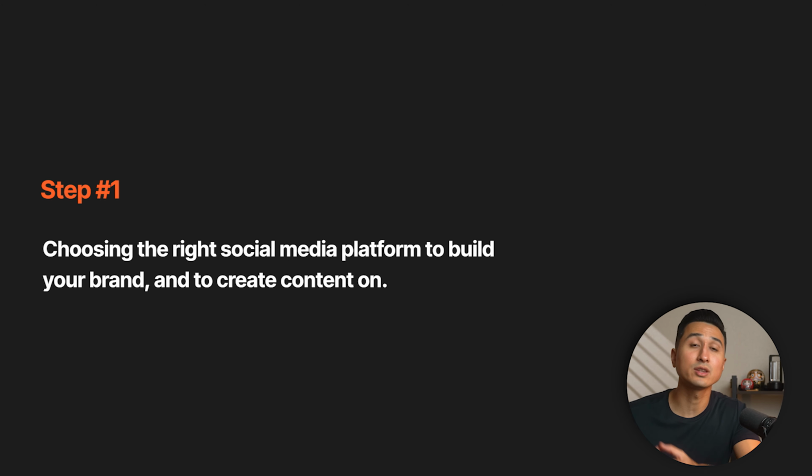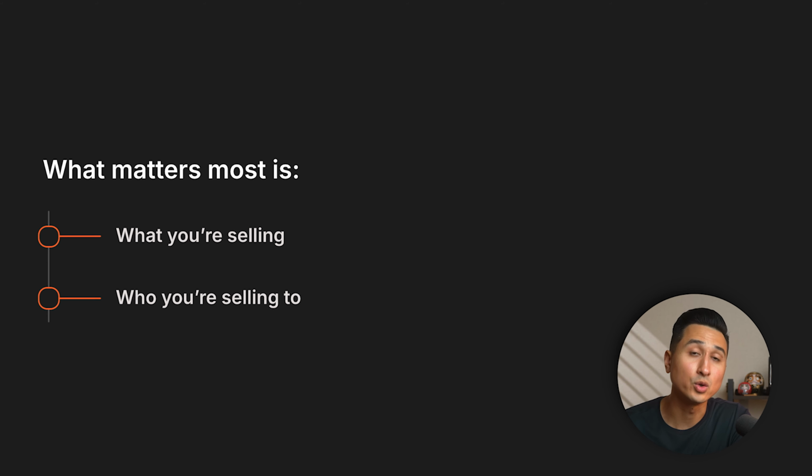So the first step to successful organic marketing is choosing the right social media platform to build your brand and to create content on. So for me, Instagram and YouTube have always been my platforms of choice because not only do I prefer creating more visual content, but I know my target audience are using these platforms. That said, if you don't want to show your face as much, and if you're selling something more B2B, LinkedIn or X might be better platforms for you to focus on. So just keep in mind that there's no perfect platform to sell your digital products or even to build your audience. And instead, it comes down to what you're selling and who you're selling to.